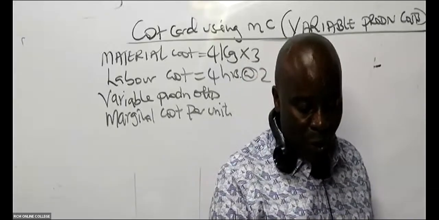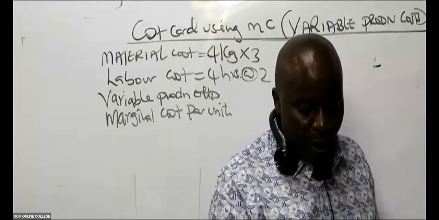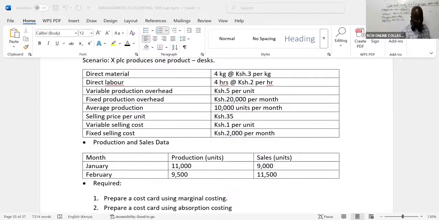Then we look at part 2 of this question. So part 2 of this question, my good students, what do they want me to do? They want me now to prepare a cost card using absorption costing. So under absorption costing, now you absorb everything, production. So absorption costing, what do we do with absorption costing?